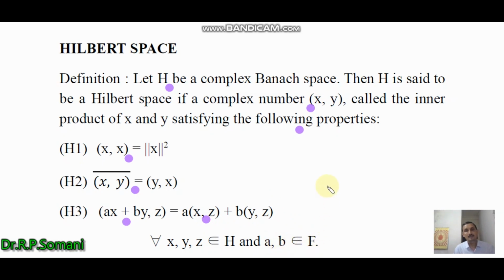So the definition tells us that first, H should be a Banach space, whether complex or real, and the inner product and the norm are related with this condition: the inner product of x with x equal to norm x square. With these two conditions, we say that H is a Hilbert space.